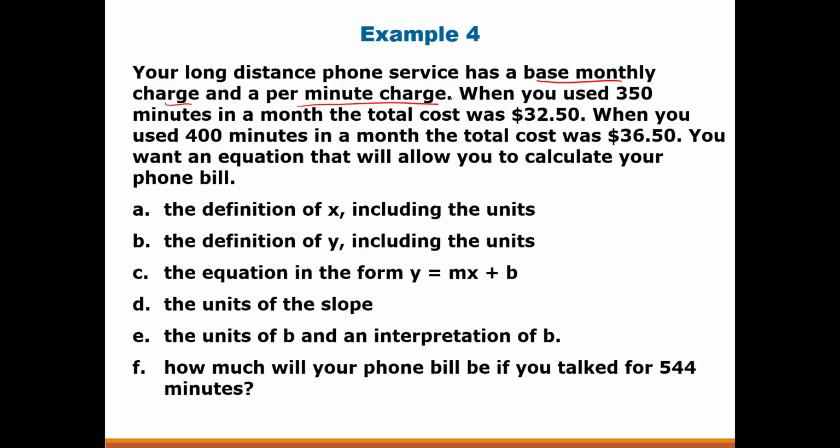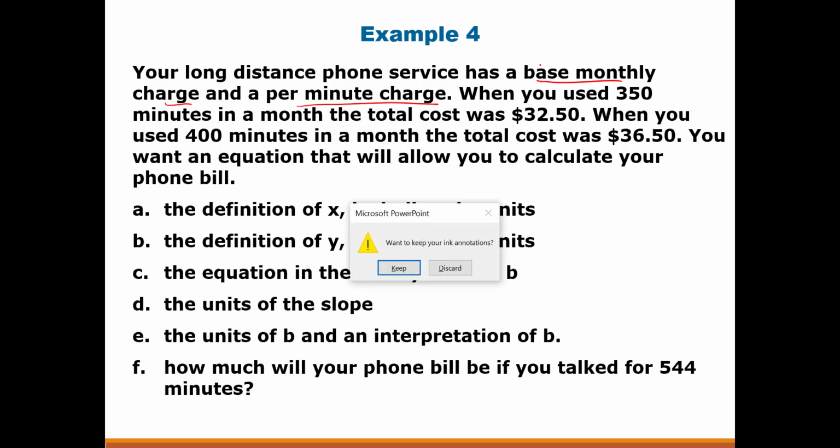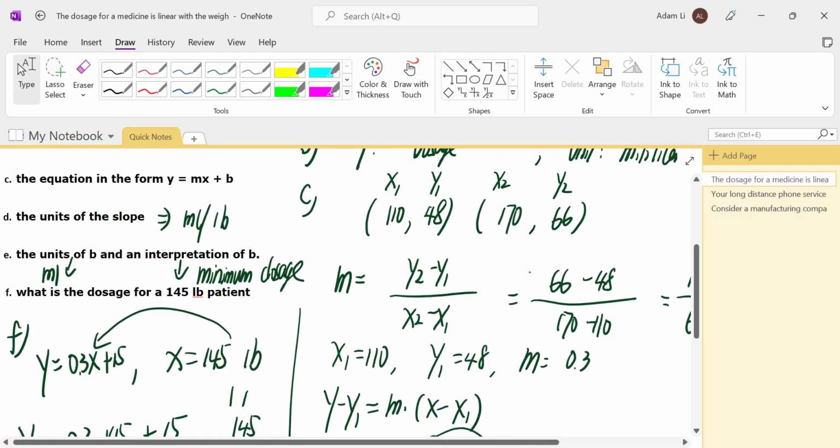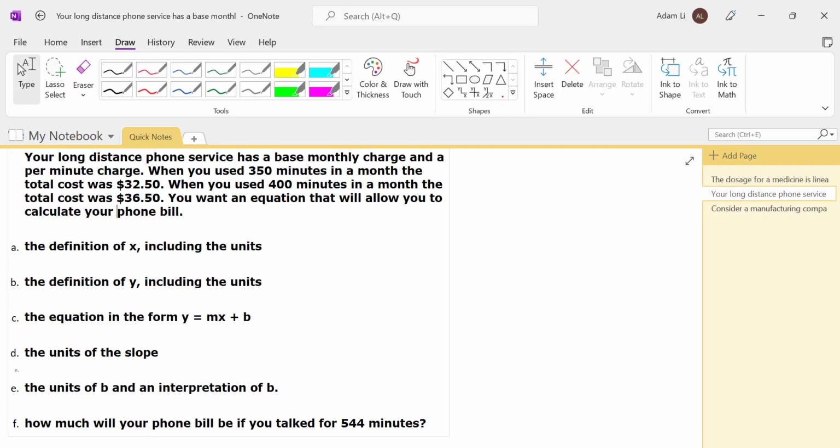We want an equation that will allow you to calculate your phone bill. So you define x including the units, define y including the units, find the equation in the form y equals mx plus b, define the unit of the slope, find the unit of the y-intercept b, and then the interpretation of b. How much will your phone bill be if you talk for 540 minutes? So one more time, we're going to go to the note, and I will continue from here.